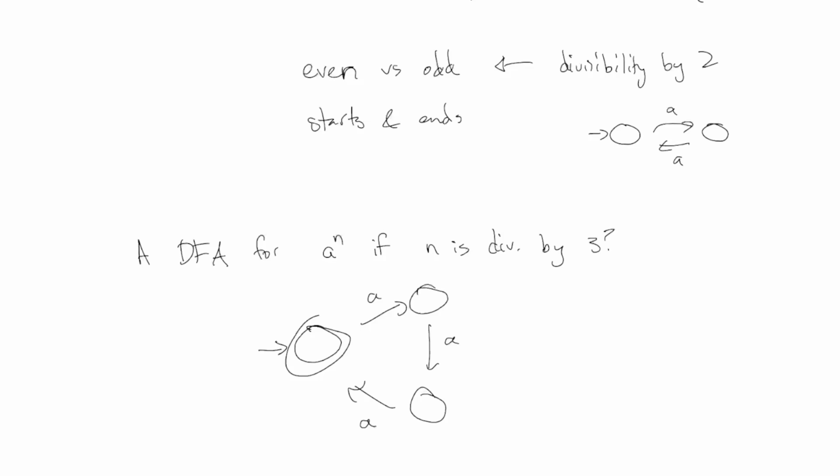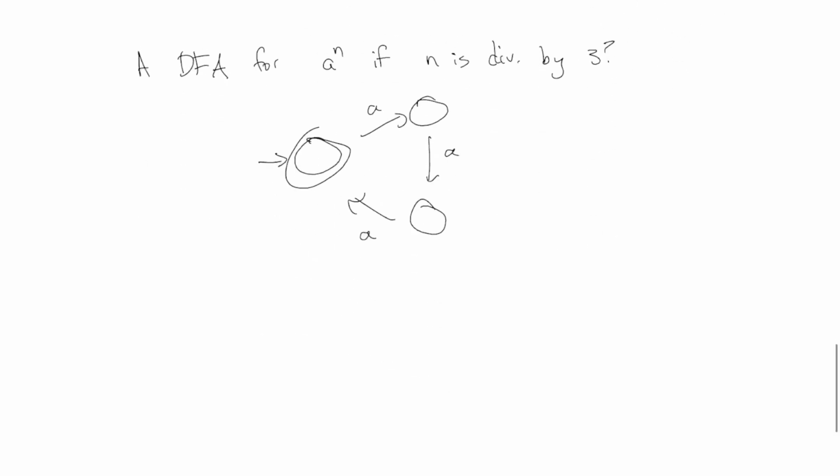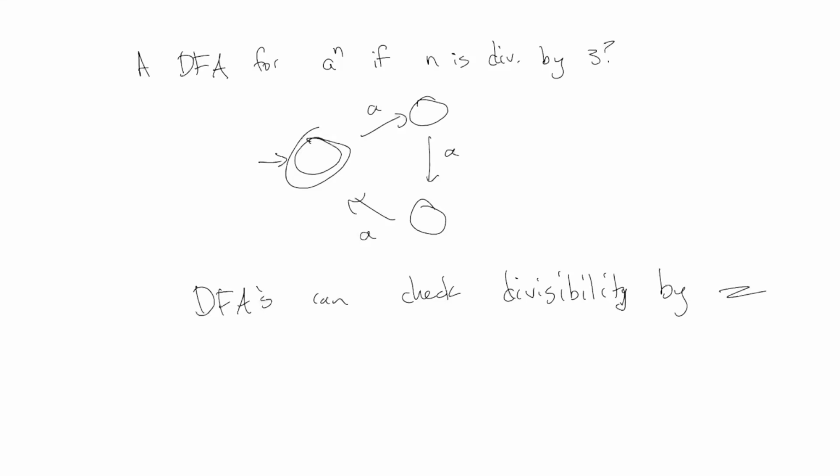Could you do this for divisible by 4? Yes, you could. You make a sort of big circle with 4 things in it, etc. All right, so DFAs actually can check various sort of divisibility properties. Divisibility by whatever you like, right? By 2, 3, 4, whatever. Do you think it could measure if some number is divisible by 2 and also divisible by 5, say?